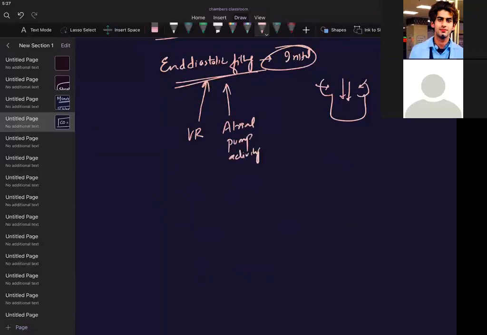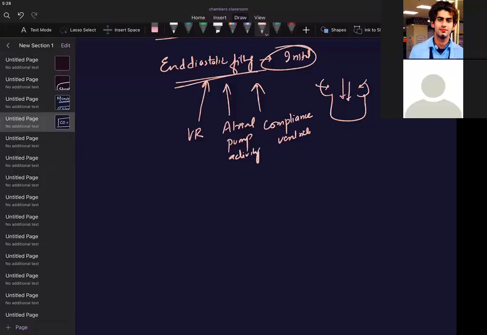Or can I use the ventricular compliance? Compliance means stretchability. Can I say the compliance of the ventricle, how much the ventricle is able to stretch? For example, if I have systemic sclerosis, a disease in which the ventricle itself is not able to relax, it's not able to get stretched. So the disease lies in the ventricular myocardium.